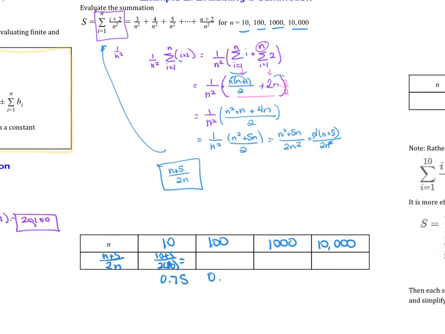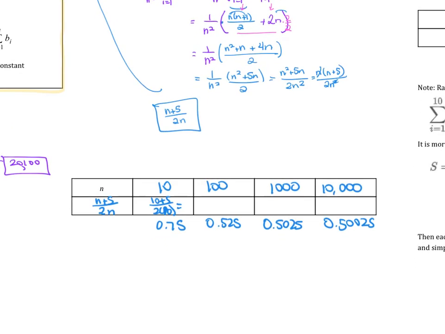At 100, it'd be 0.525. At 1,000, it'd be 0.5025. And at 10,000, 0.50025. So there's some calculator work you're going to be practicing with.